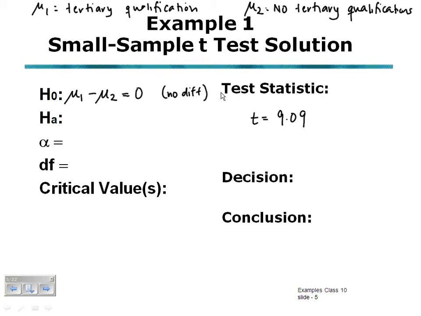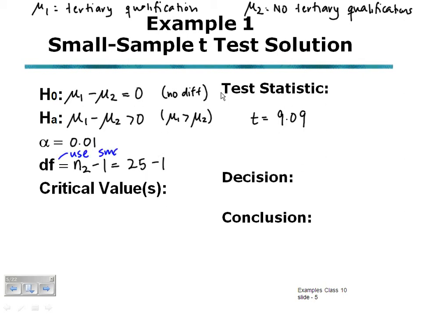And the alternate hypothesis in this example will be mean 1 minus mean 2 is bigger than 0, because that would mean that our population mean for tertiary qualifications would be bigger than the mean for the no tertiary qualifications people. Now in this example as well, we had an alpha value of 0.01 and degrees of freedom, smaller sample size minus 1 here. Our smaller sample was 25 workers, so 25 minus 1 gives us 24 degrees of freedom. We're using smaller sample size minus 1 for a conservative value for the T critical value here.